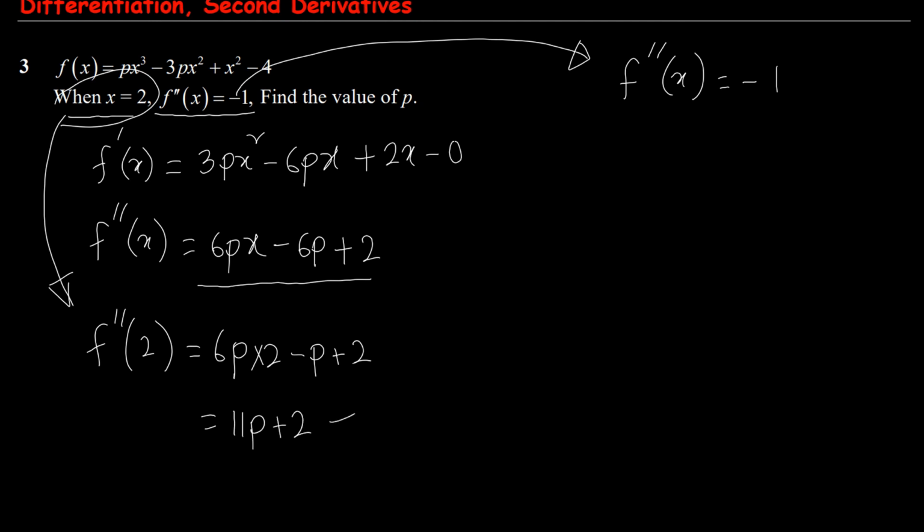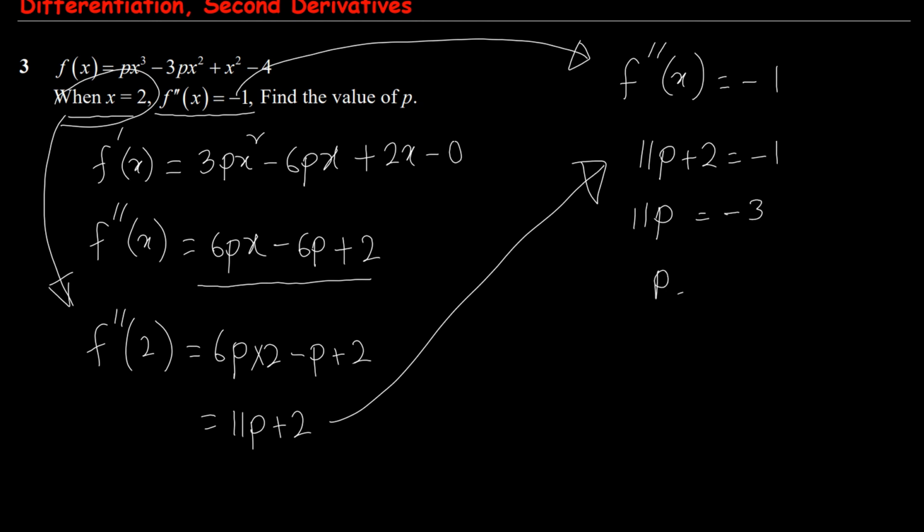Then let me use this expression here better, which you can write here 11p plus 2 equals to minus 1. So it's so easy right now to get our value of p. So 11p you can write here minus 1 minus 2, which gives us minus 3. So p equals to minus 3 by 11. This is our answer of this question.